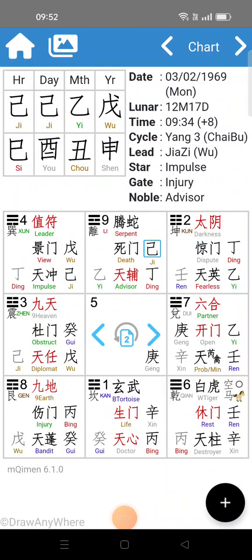Good morning. Today we're going to talk about another case related to a person who was born in 1969, February the 3rd. And the person's day stamp is going to be Qi.